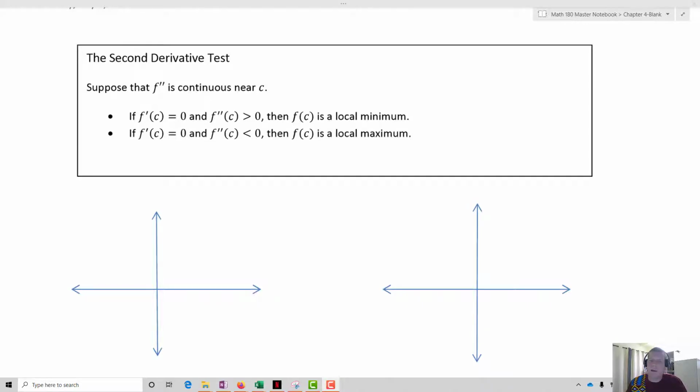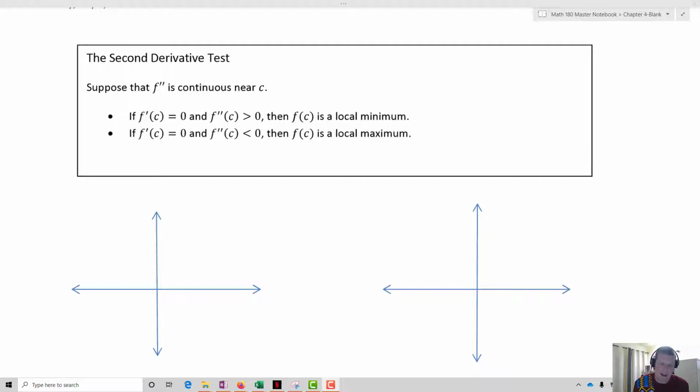Suppose that f double prime is continuous near c. Again, we're talking about within an open interval around c. So it's got to be continuous in an open interval around a certain point c. If f prime of c equals 0, so we know that c is a critical number, and f double prime of c is greater than 0, so it's concave up, then f of c is a local minimum.